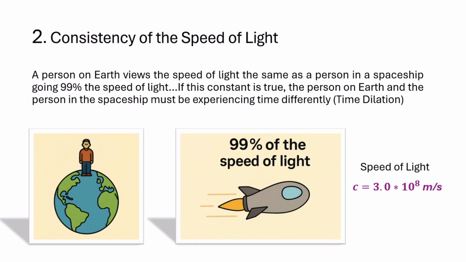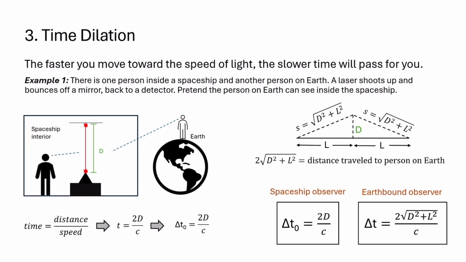So one of the strangest things about physics is that the speed of light is the same for everyone, no matter how fast they're moving. So for example, a person on Earth and a person traveling in a spaceship, even at 99% of the speed of light, both measure light as moving at the same speed. And if that's true, then their experience of time must change to make the math work. And that's what we call time dilation. The faster you move towards the speed of light, the slower time will pass for you. And that's the basis of time dilation.